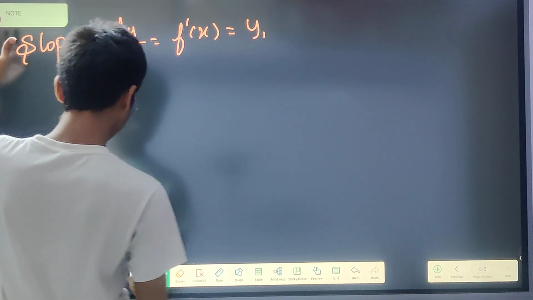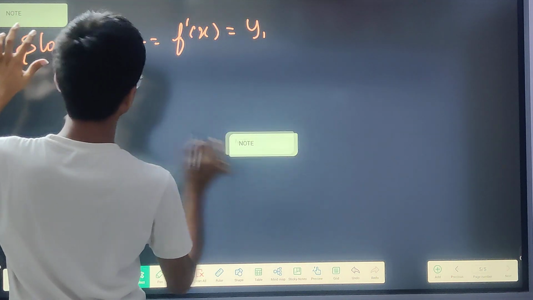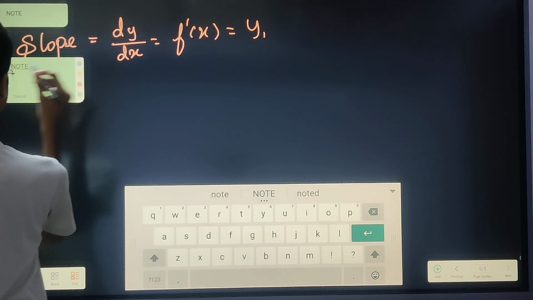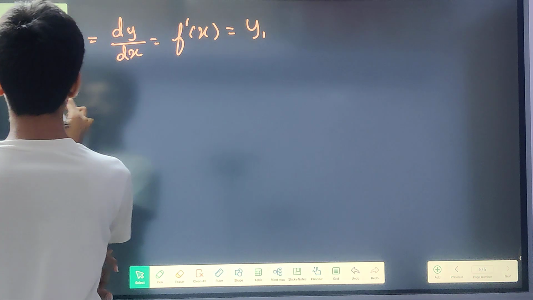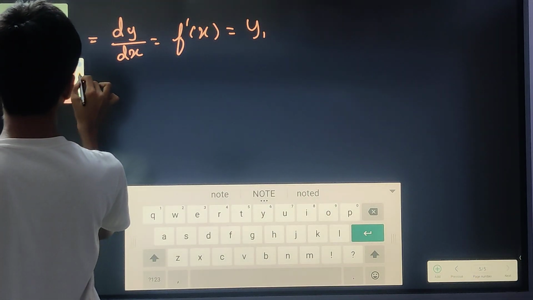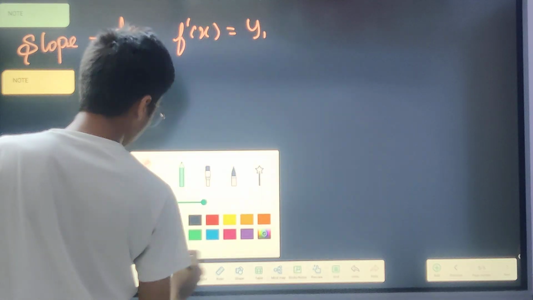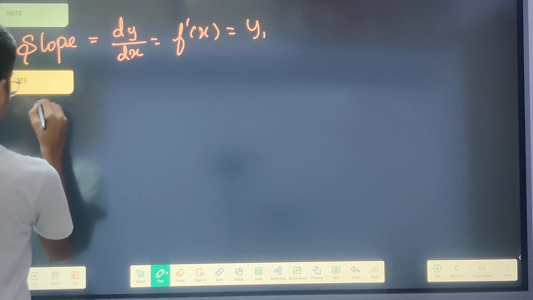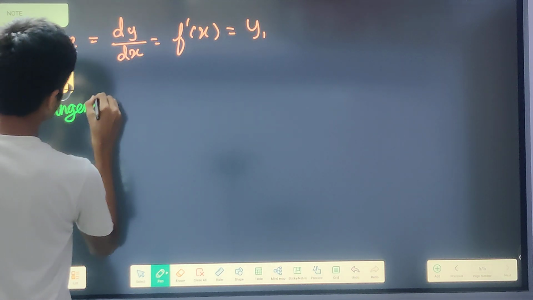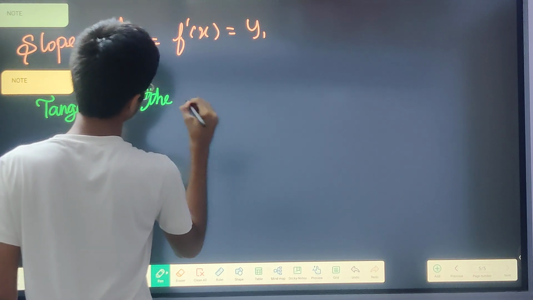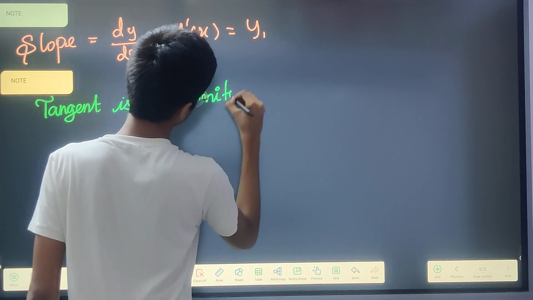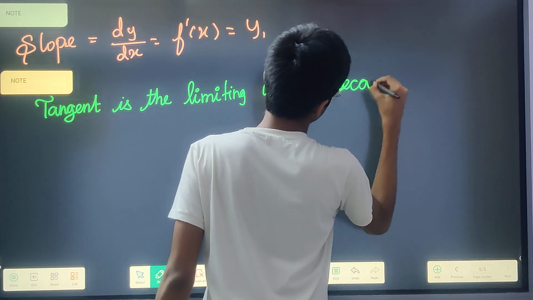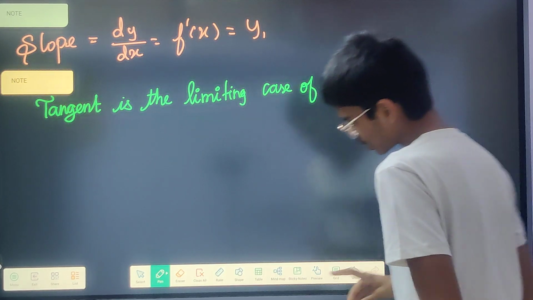Another note point, in yellow color. I can say that tangent is the limiting case of secant.